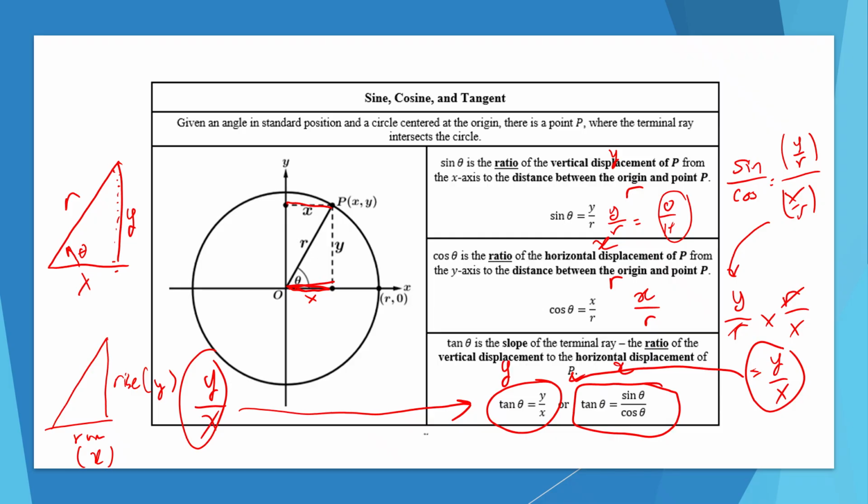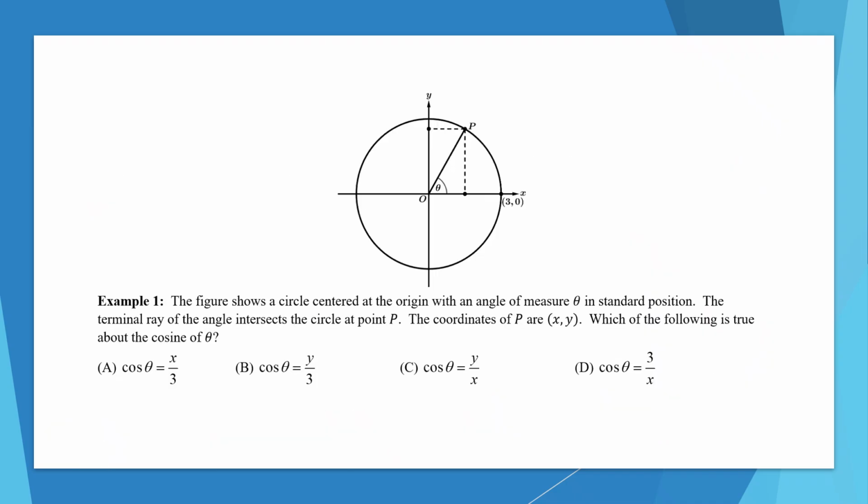So we can also say tangent is sine over cosine. That's going to be very important as well when we talk about tangent in a few lessons.